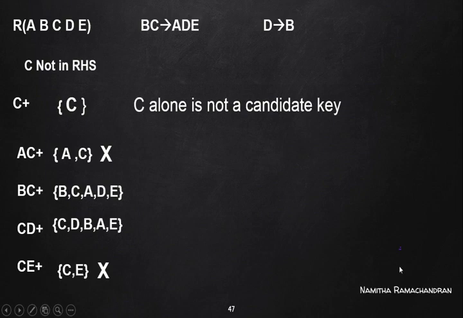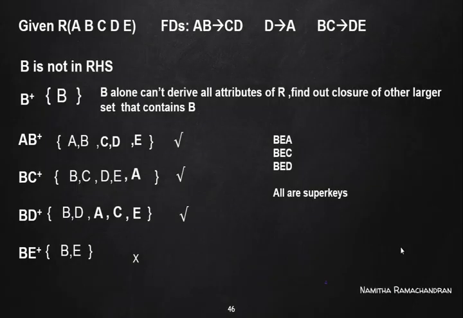Consider the previous example also. In this, B alone can't derive all the attribute set. So B alone is not a candidate key. So consider all other sets that contain two elements and one among them is B. We don't want to derive the closure set of all these four attribute sets.